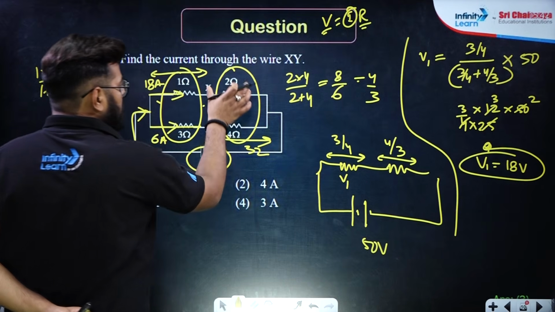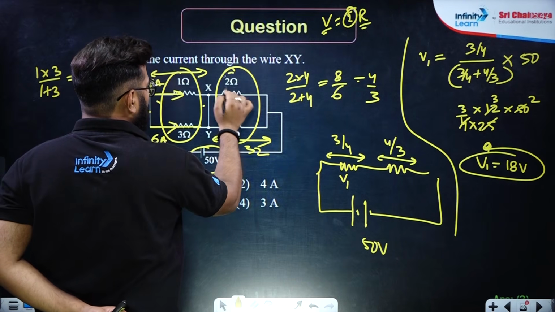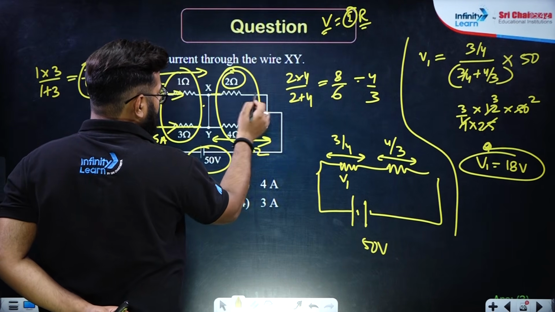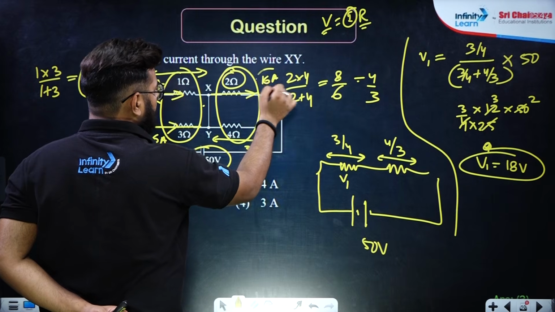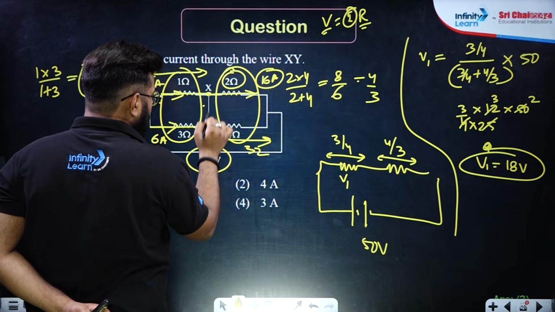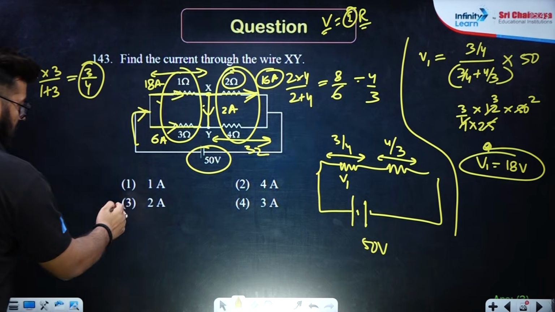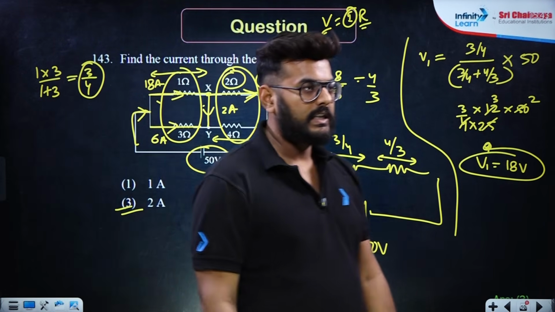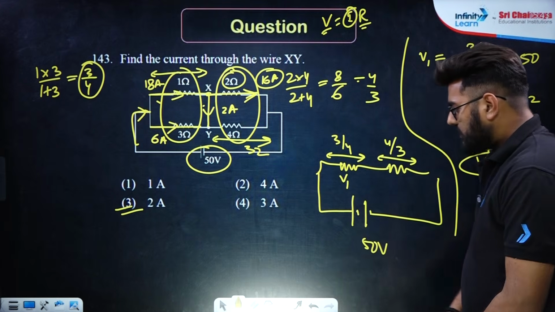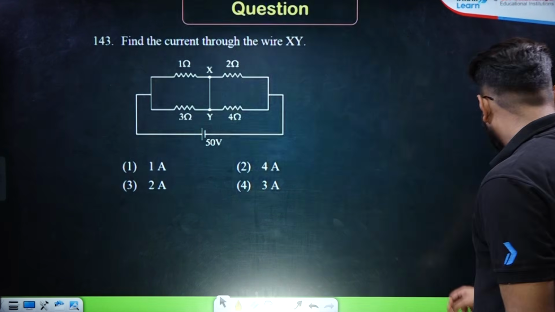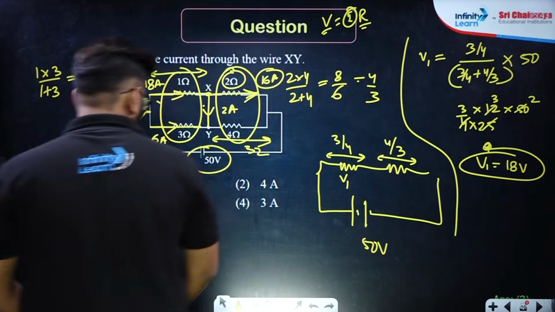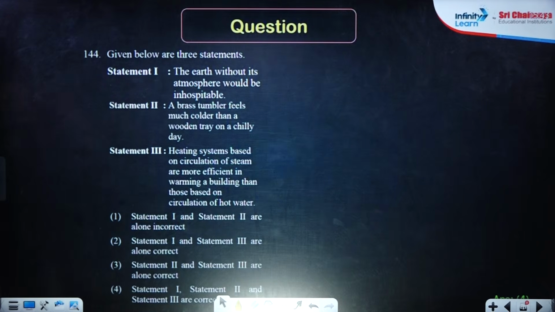Now, if 18 is across this, so this is going to be 32. So how much current is flowing through this? 32 by 2. 32 by 2 is 16. That means 16 ampere is flowing over here. That means 18 goes over here, 2 ampere goes like this and 16 goes like this. That means the correct answer is option number 3. I hope I am clear. You have understood what is the approach I have used. Yes, 3 is undoubtedly the right answer. Okay, let's move ahead for the next one.